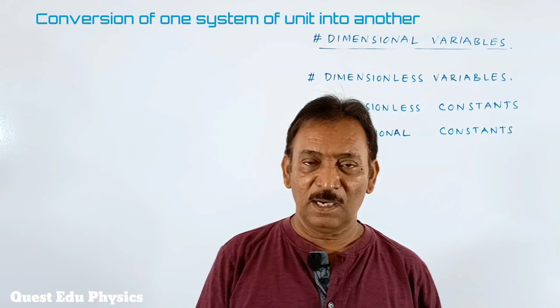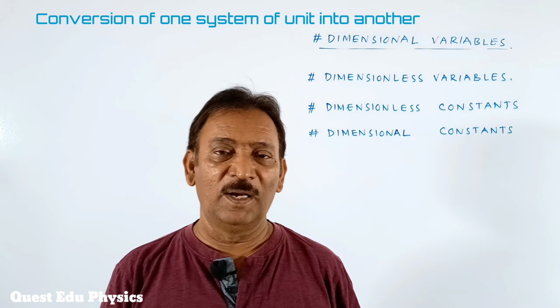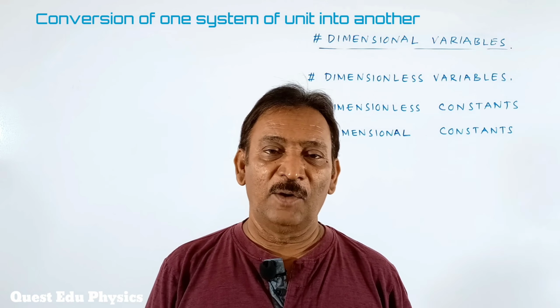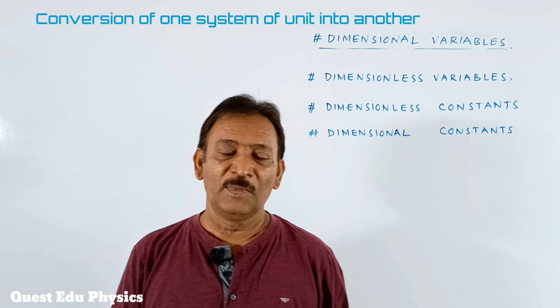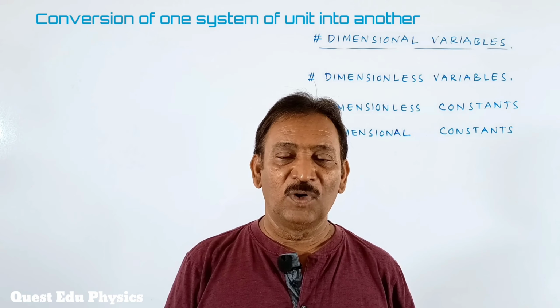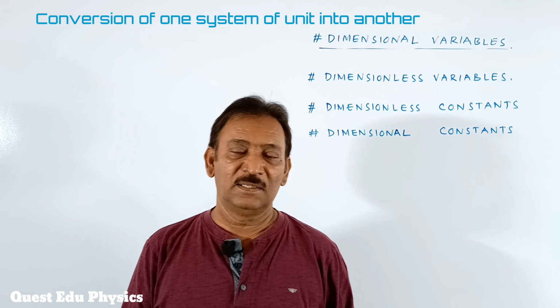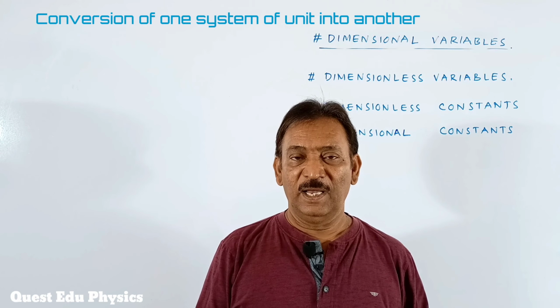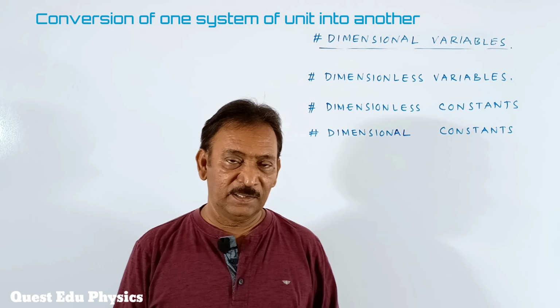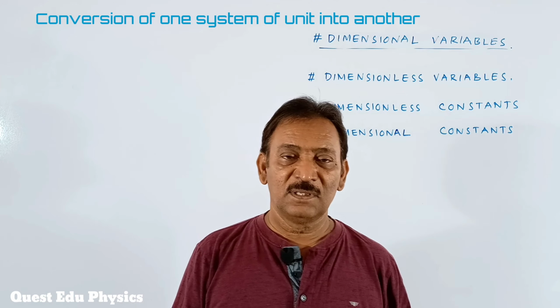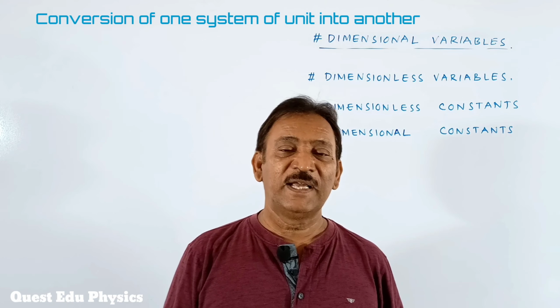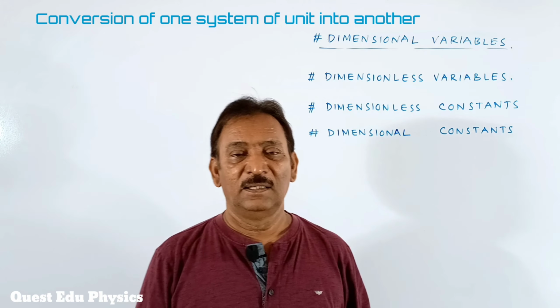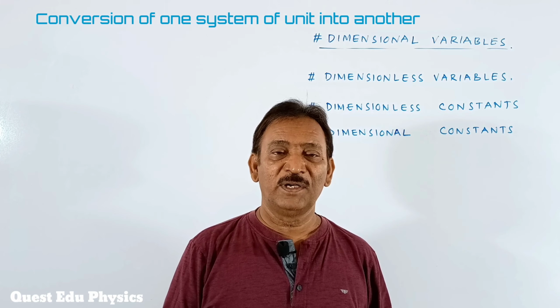In the previous class you learned how to write a dimensional formula and what is meant by dimensions. Once again, I repeat: the dimensional formula is the arrangement of physical quantities, and it tells us which physical quantities are involved and how they are arranged. And the dimensions are the powers to which the physical quantities are raised.